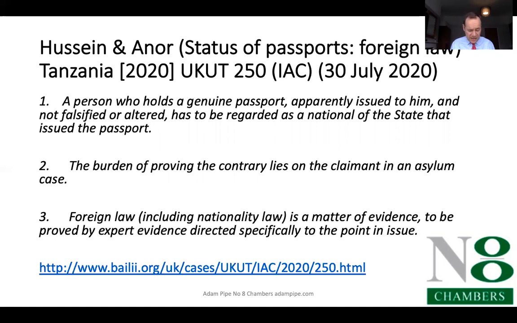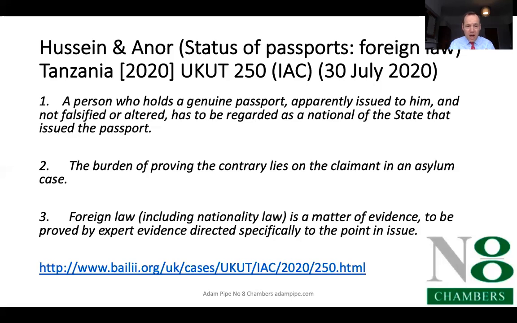Judge Ockleton finds that a person who holds a genuine passport apparently issued to him and not falsified or altered has to be regarded as a national of the state that issued the passport. Have a look at paragraphs, I think it's 11 to 13 of the judgment, which looks at the status of genuine passports. The burden of proving the contrary lies on the claimant in an asylum case. And then in the important part, foreign law, including nationality law, is a matter of evidence to be proved by expert evidence directed specifically to the point in issue.